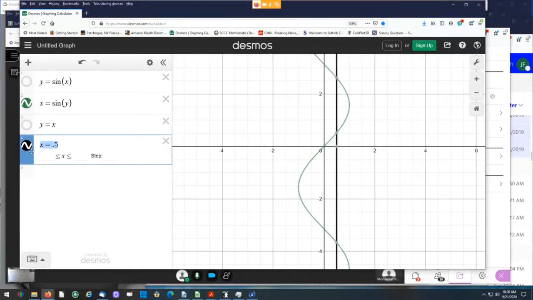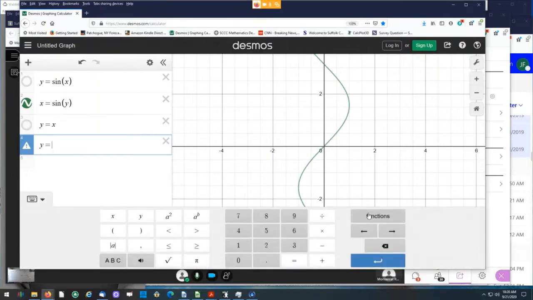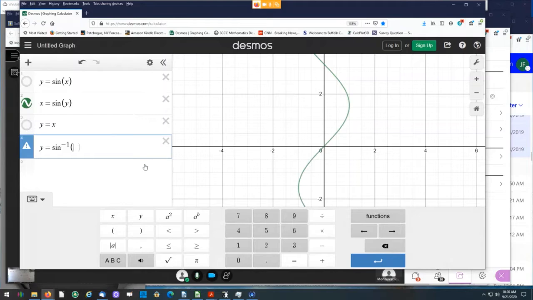So let's now draw the graph of y equal to, and now let's use our calculator so you can kind of see the functions and the trig functions that are over here, and there it is. That means the inverse sine, not the reciprocal. And here the cosecant, secant, etc. But I'm going to use this. And we'll now put in y equals sine inverse of x.